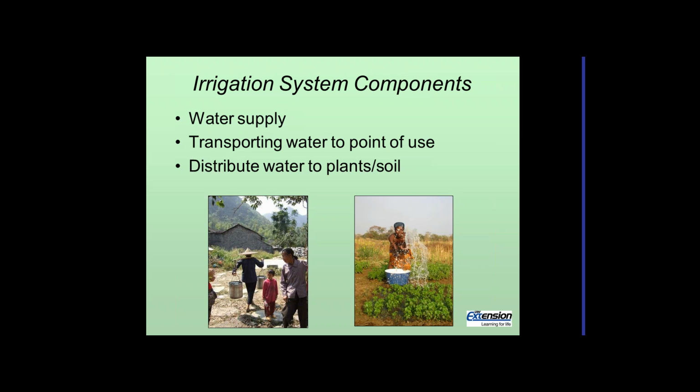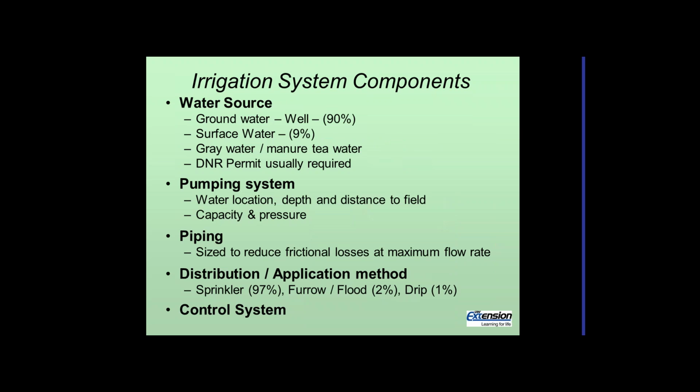Okay, so for the components of an irrigation system, we need 3 things. We need a water supply, we need a way to transport the water to the point of use, and a way to distribute that water on the crops. These pictures depict the very simplest, carrying buckets of water to a small patch and basically splashing it onto plants. But that's in its simplest form. In today's world, we use pumping systems to do that for the most part.